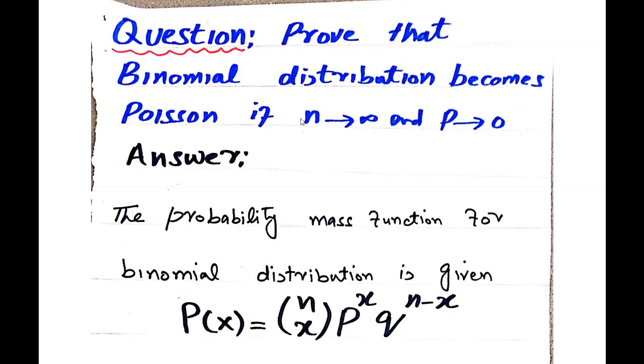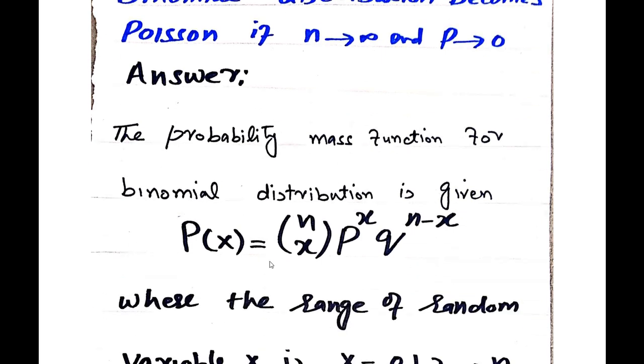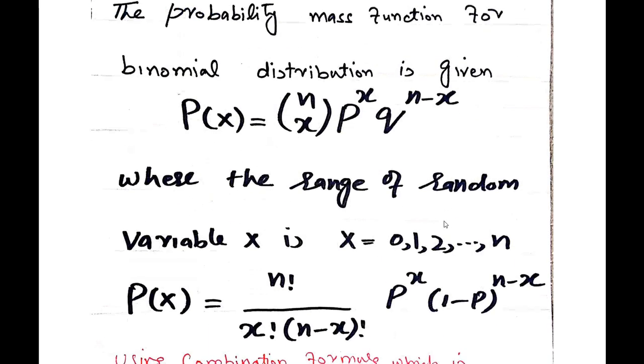In this video, I solve the proof of the binomial distribution approaching the Poisson distribution. If small n approaches infinity and p, the probability of success, approaches 0. The probability mass function for the binomial distribution is given by p of x equals nCx, p raised to the power x and q raised to the power n minus x, where the range of the random variable x is from 0 up to n.